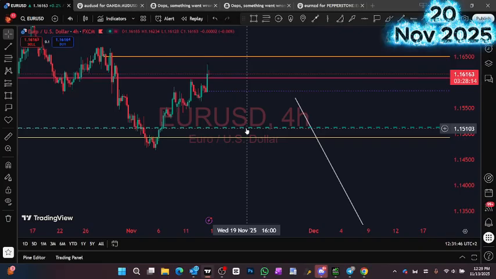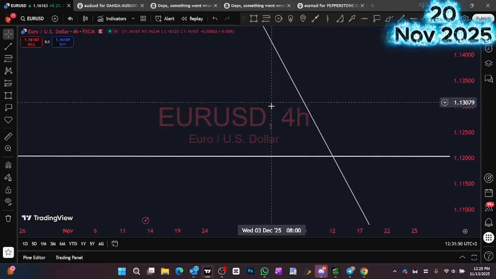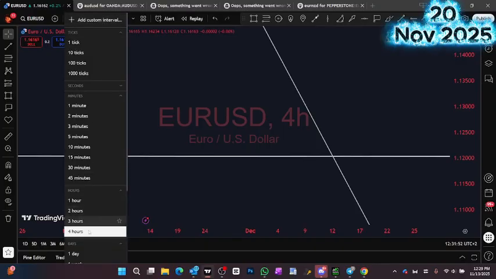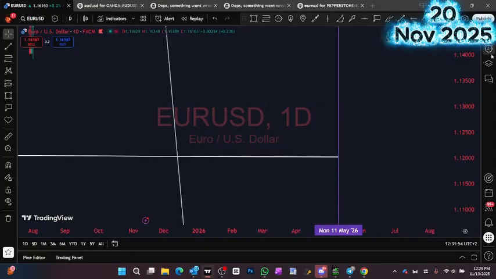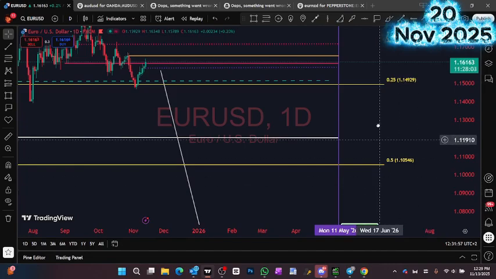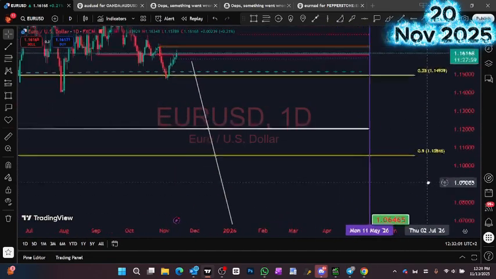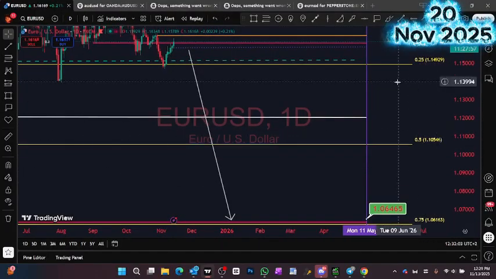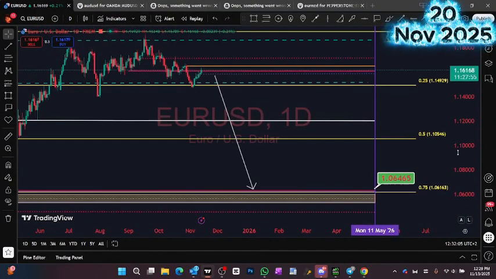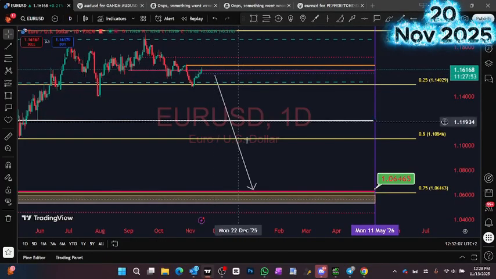And then I'll hold for a long time, a very long time. I'm not sure if we still call ourselves swing traders when you can hold for this long. But yeah, that's where I hold.